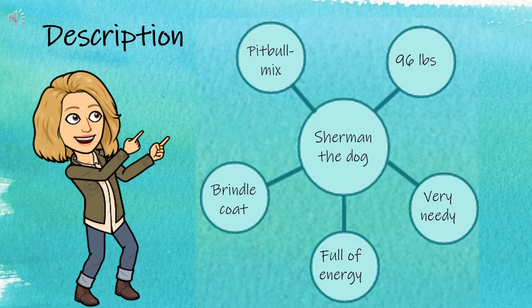So in this example, we have Sherman the dog being described as weighing 96 pounds. He's a pit bull mix. He has a brindle coat. He's full of energy. And he's very needy.